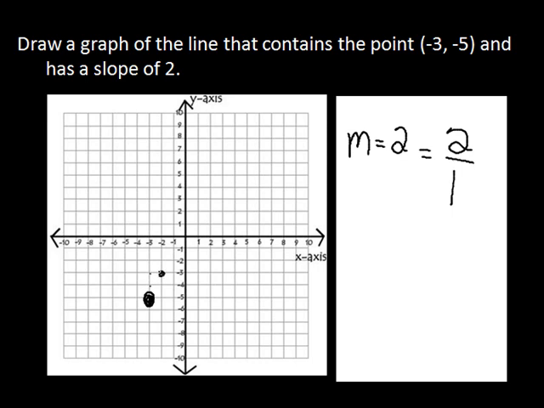This is our next ordered pair. We're going to rise 2, run 1, and so on. And when we draw our line, hopefully your line is going to be straighter. Once again, put the arrows at the end to show that it goes to infinity. So this is the graph of the line that contains the point negative 3, negative 5, and has a slope of 2.